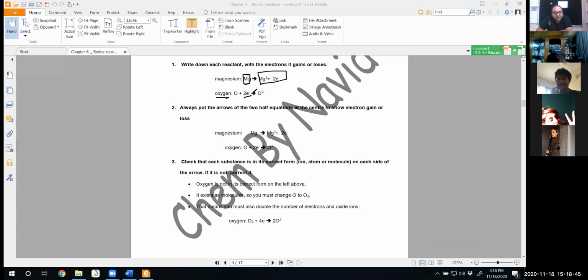So how many electrons are going to be lost, or how many it's going to gain, depends on its valency. Depends on which group it belongs to. So since magnesium is in group 2, it's losing 2 electrons. Since oxygen is in group 6, and it needs just 2 more electrons to have a full octet, that's why it's gaining 2 electrons.